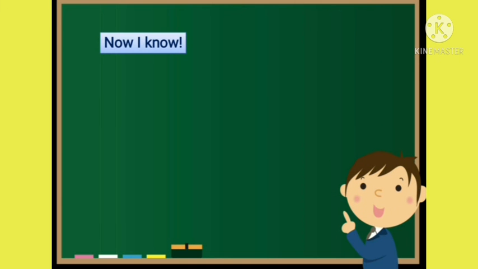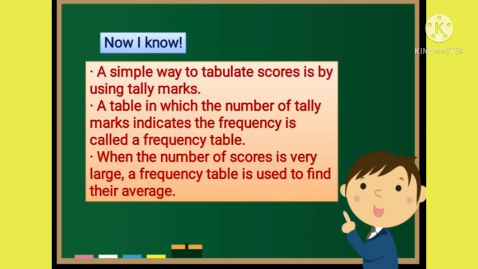From the example given and the information, we have learned that a simple way to tabulate scores is by using tally marks. A table in which the number of tally marks indicates the frequency is called a frequency table. When the number of scores is very large, a frequency table is used to find their average.